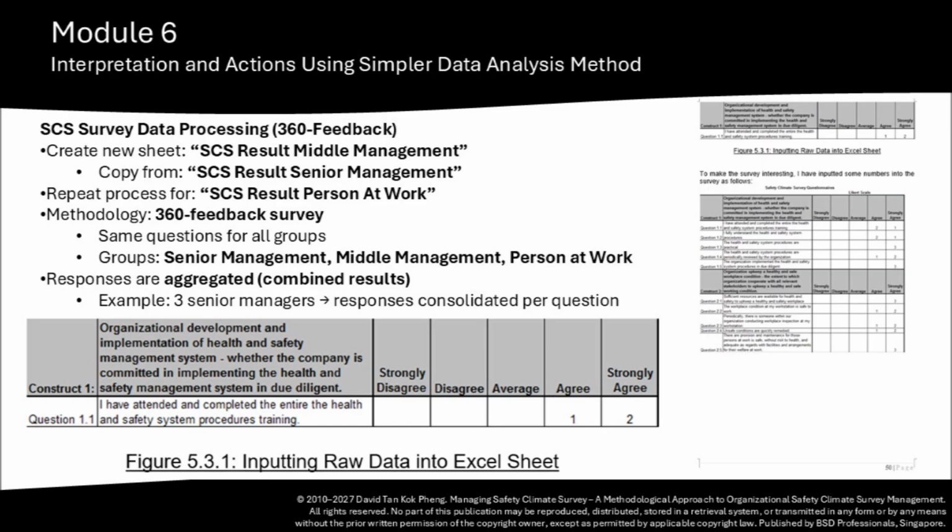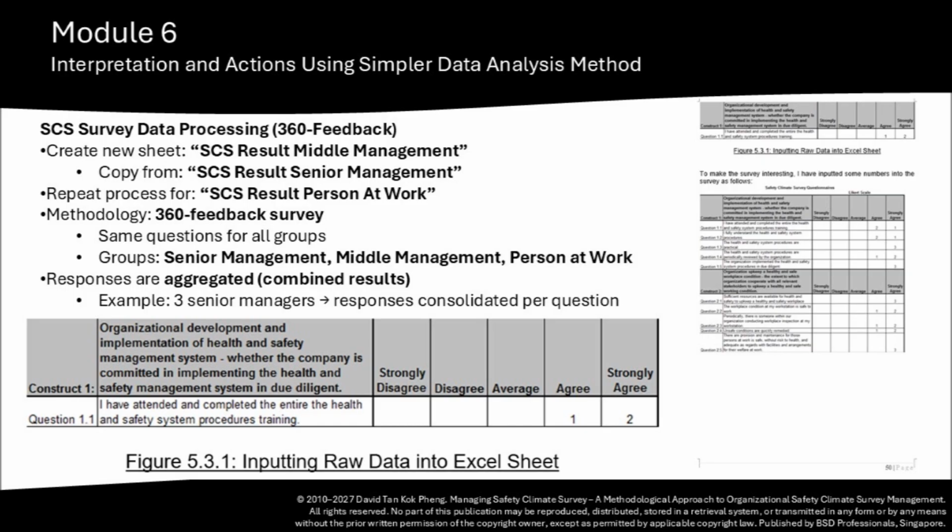The survey follows a 360 feedback methodology. This means we are measuring perceptions across three groups: senior management, middle management, and persons at work. Importantly, the questionnaire used for all groups is the same, allowing for direct comparison across roles. Each individual response is then accumulated and computed within the Excel sheet.